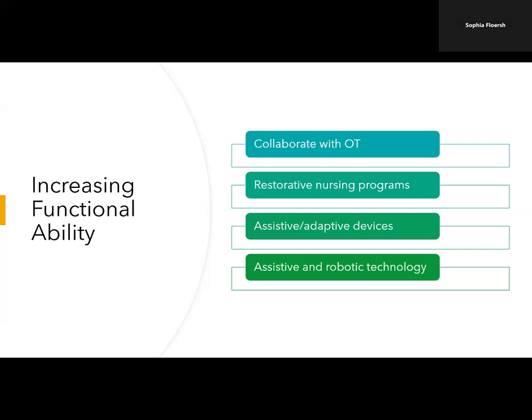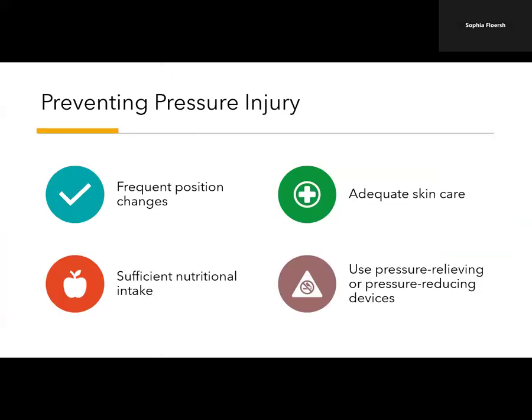Assisted devices, adaptive devices: make sure you encourage your patients to use their assisted devices. A lot of them will just say, nah, I don't want to use it. Encourage it, because the safer they are, the less likely they are to lose more function. Preventing pressure injury: frequent position changes. If you can get up and walk, let's do it. Sufficient nutrition intake, adequate skincare, use of pressure relieving or pressure reducing devices. These devices help somewhat, but what helps the most is getting them off of laying in one position. You want to have that frequent turning.